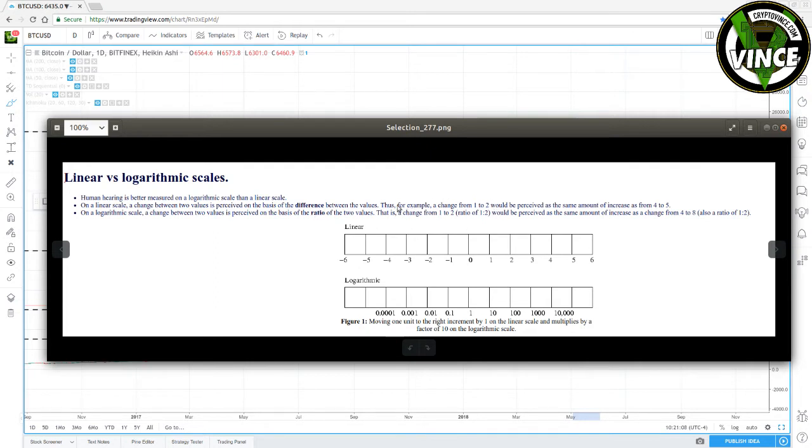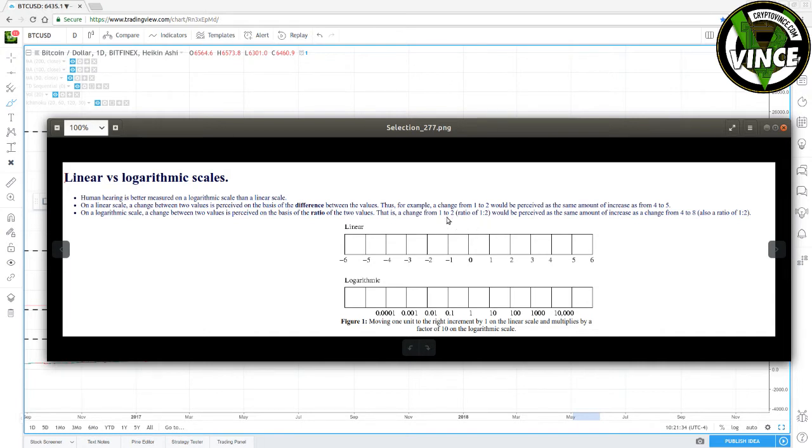So in this example, in the linear scale, if you have 1 to 2, it would be perceived as the same as 4 to 5, because 2 minus 1 is 1, and 5 minus 4 is 1. So in this case, that's how linear scale is seen. But when we go to logarithmic scale.